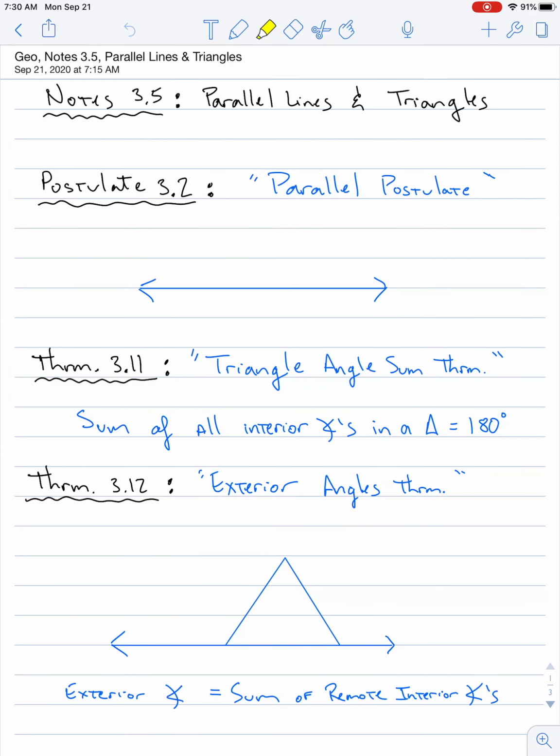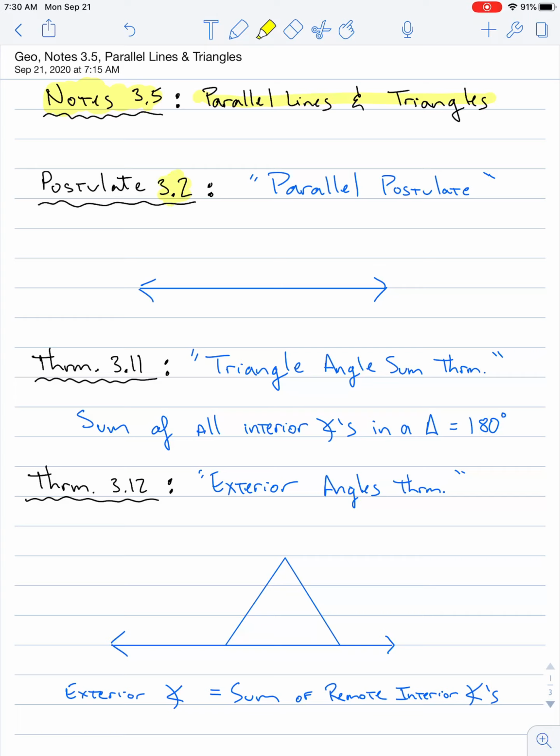This is your teacher, Mr. Santillana, and these are your notes for section 3.5. Don't forget to update your table of contents. Your title is Parallel Lines and Triangles. Just a couple of facts here.